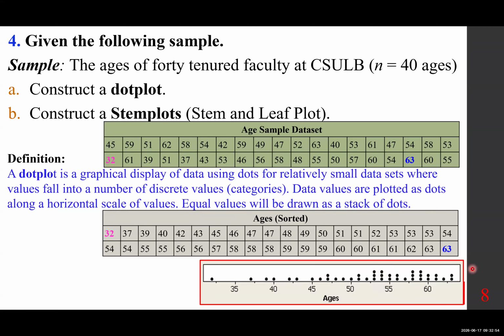What does it indicate? Clearly, the ages range from 32 to 63 years. Also, there are more tenured faculty at older ages. See, we have more dots at older ages. So that makes perfect sense. I hope everybody's okay with that.